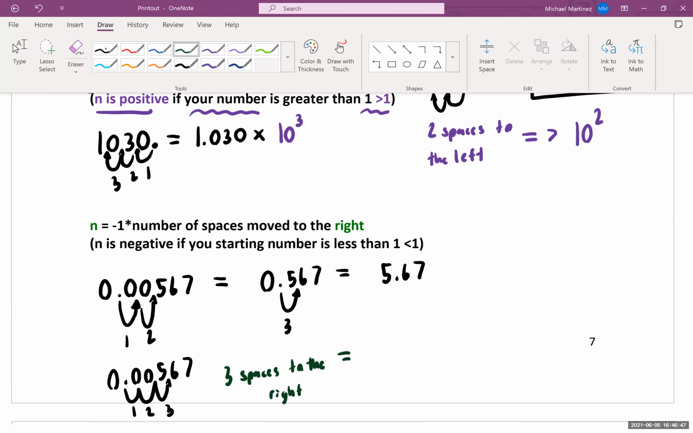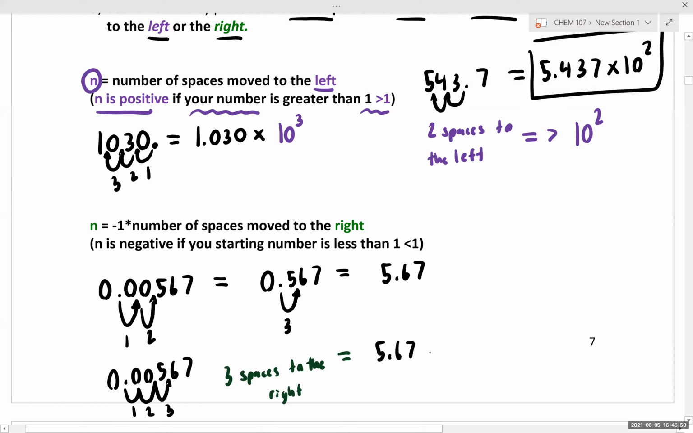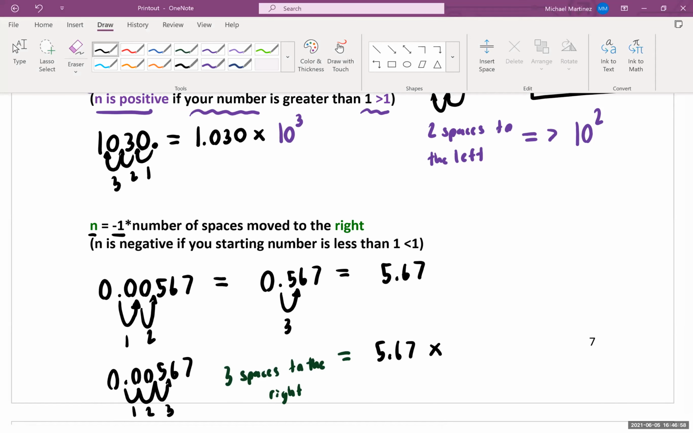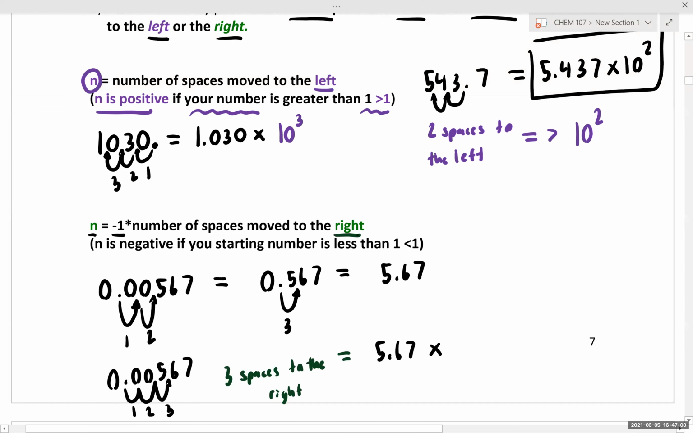Okay, so we have 5.67, and following our guide, n is equal to -1 times the number of spaces moved to the right. So since we moved our decimal point over 3 spaces to the right, it would be 10 to the -3rd. N is negative if your starting number is less than 1. So we'd write 0.00567 as 5.67 times 10 to the -3rd.